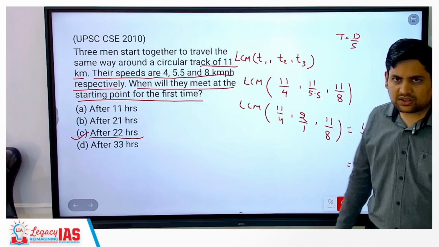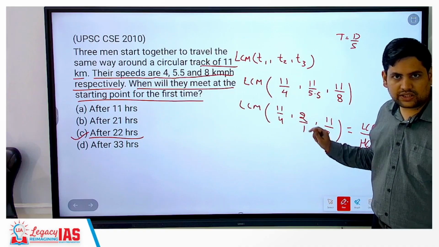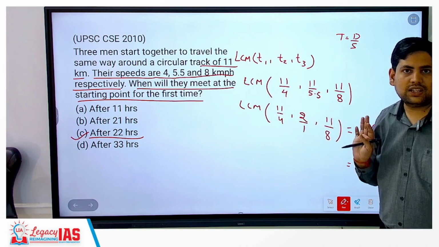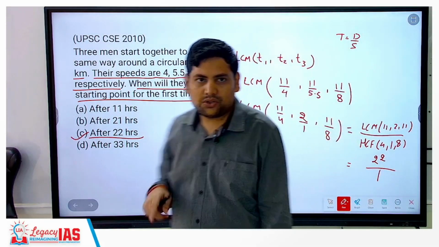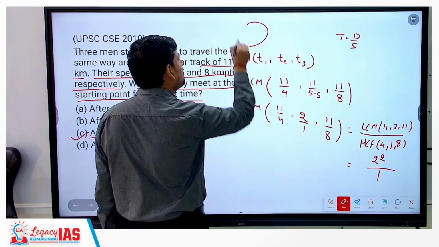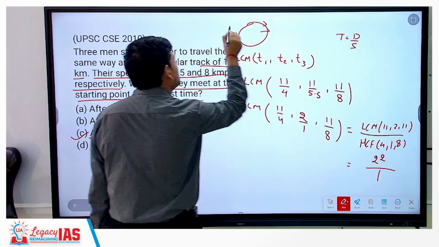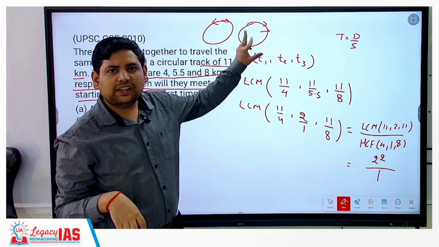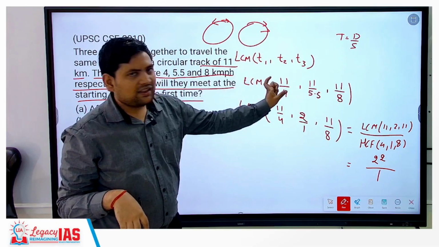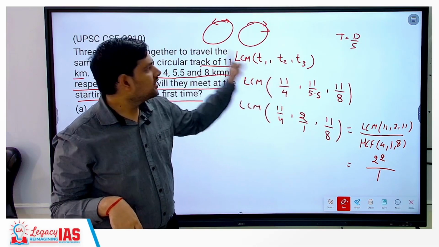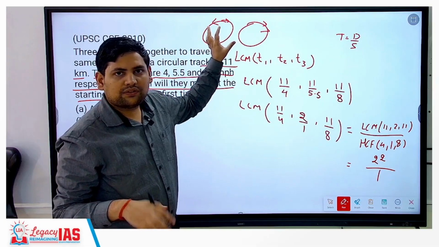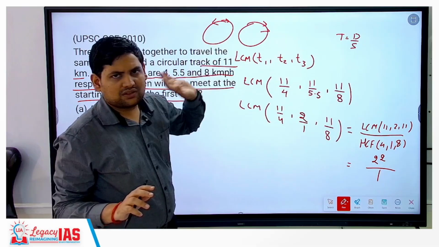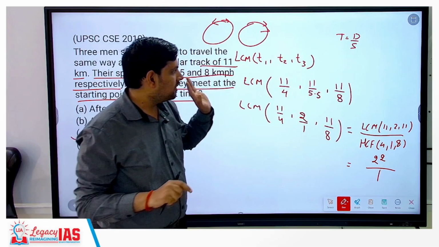Understood? Two types of questions. First was related to the time when they will meet, for which you simply find the LCM. The other was when they are going in the same direction on a circular track and when they are going in opposite direction. When they are going in the same direction, you find the difference between the speeds, and the difference between the rounds gives you the answer. Here the sum of whatever rounds they cover in 1 hour or whatever time gives you the answer. That's it for the circular races. Thank you.